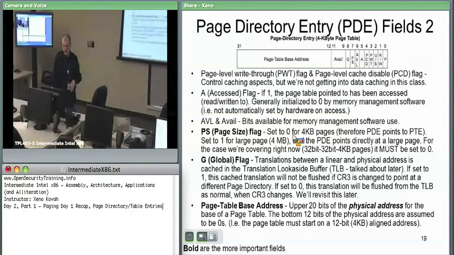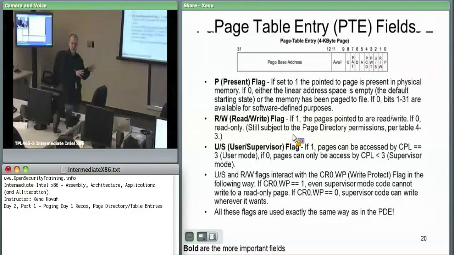All right, so now we move on. We found the physical page that we care about for the page table, right? Hardware now takes those middle 10 bits, uses it as an index into this table, and what it comes up with is one of these data structures like this. Looks very similar to the page directory entry, with the present bit again. Looks exactly the same way.